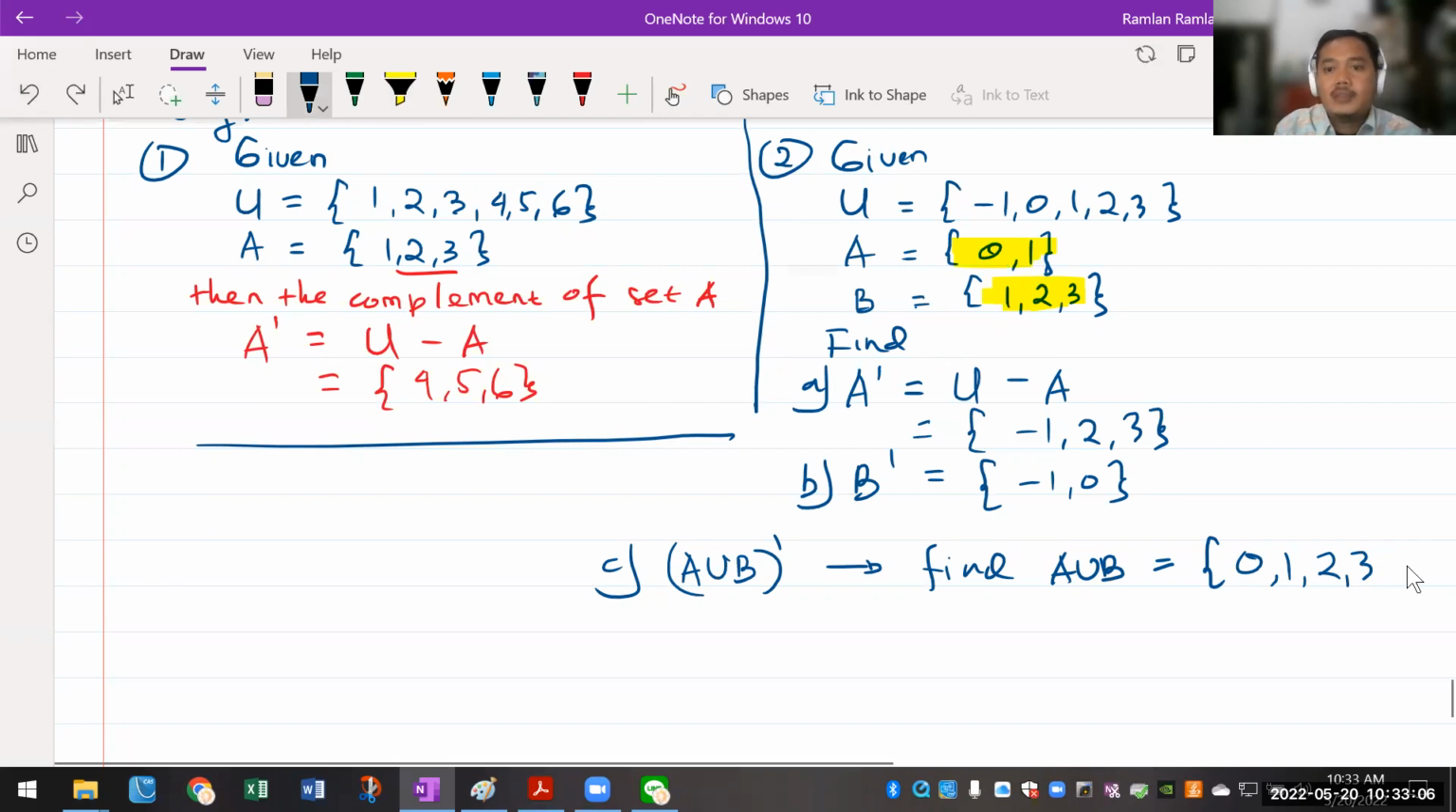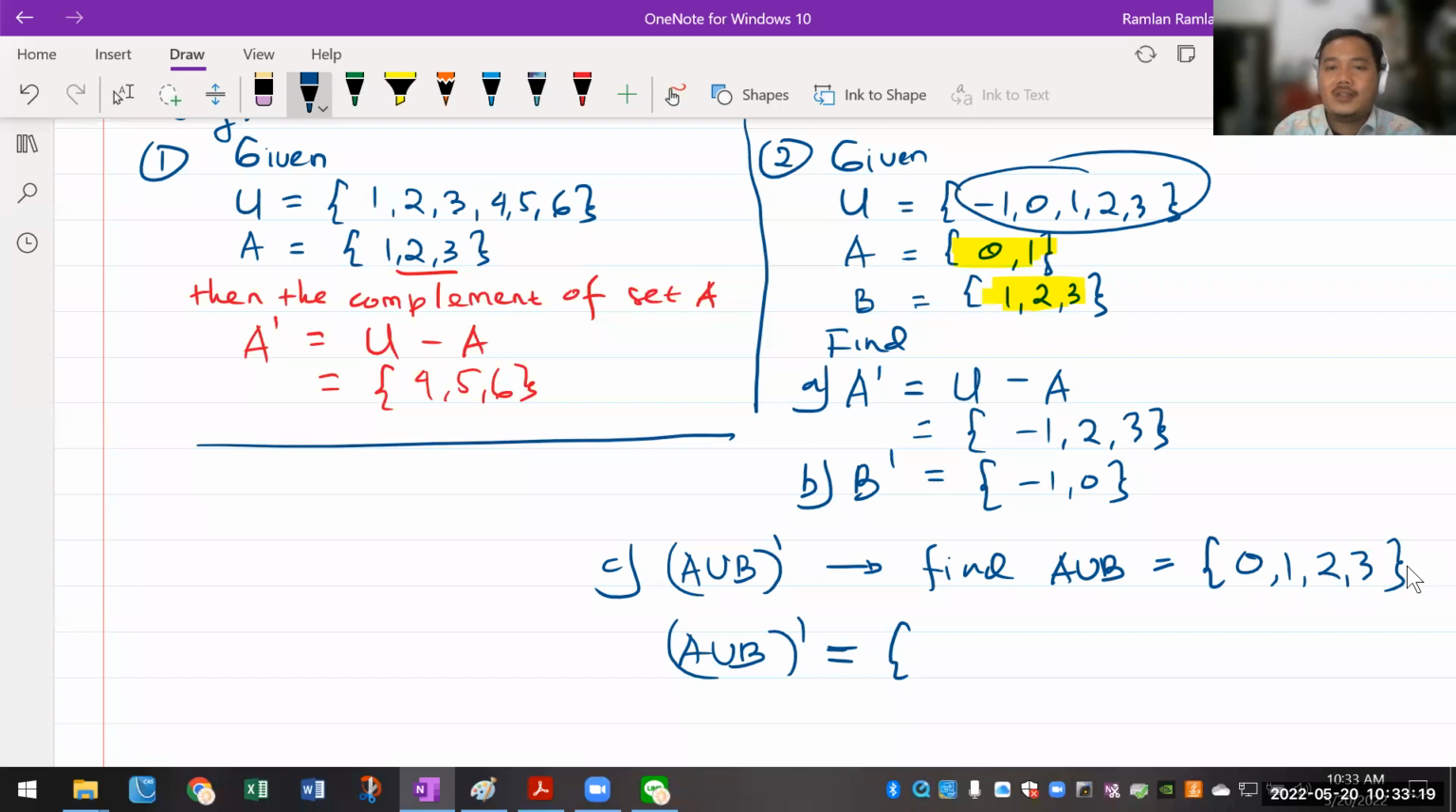Now the main question is, what is A union B complement, right? The same exact concept. You write down all of the elements in the universal set except these, yeah? So that will be just -1, because 0, 1, 2, and 3 are these, right? So the only one that's left is this one, -1. Okay, so this is for A union B complement.